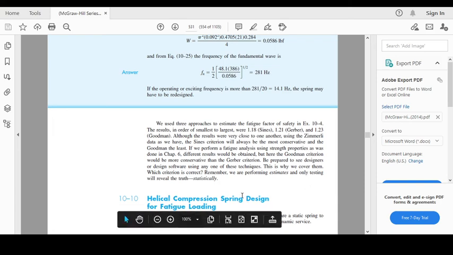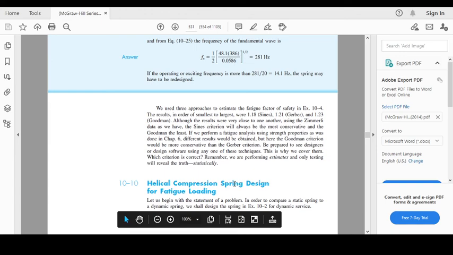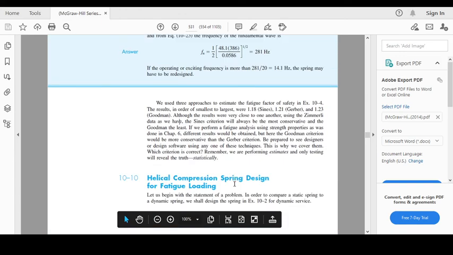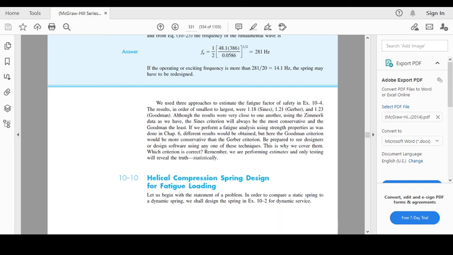Okay, I think that's all for this subject. In the next Tuesday class we will go into helical compression spring design for fatigue loading. So that's all for my class today.